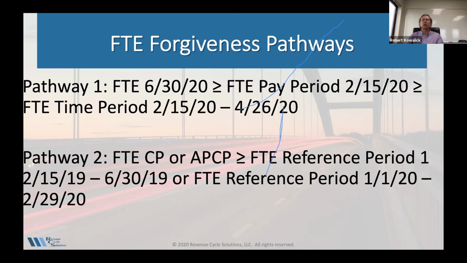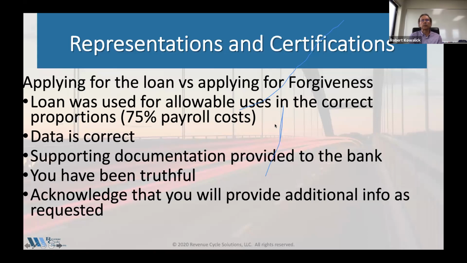Pathway 2 is the pathway that was always there. Your 56-day time period FTE compared to one of your 2 reference periods, whichever one that you want to choose. So those are the 2 ways that you get to 100% forgiveness based on FTE.